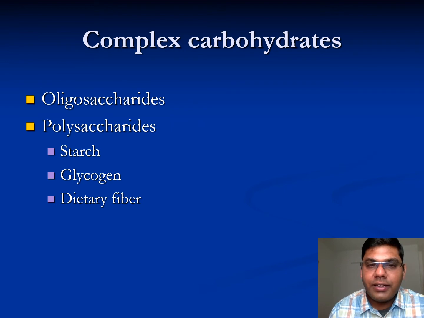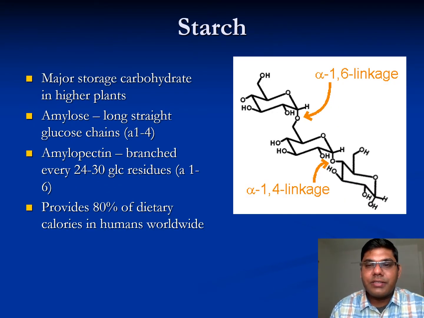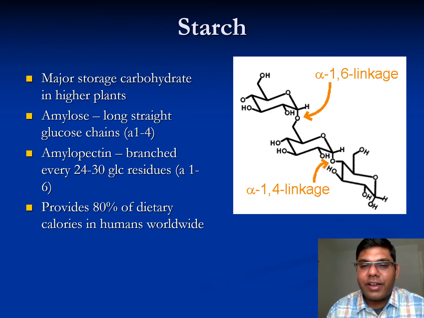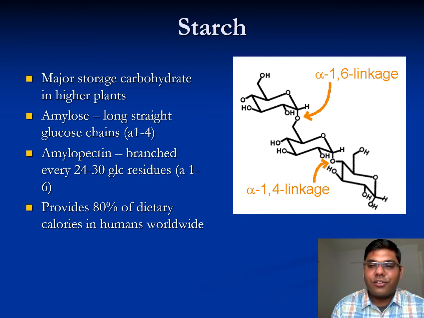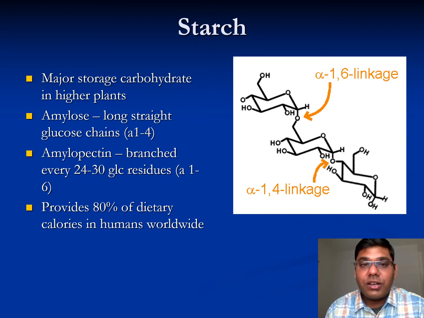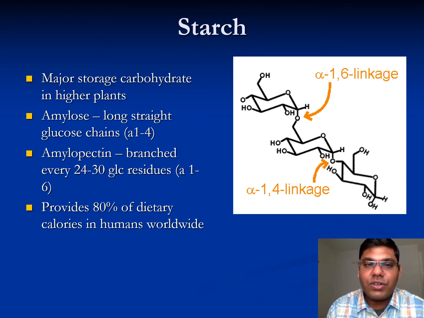If you look at the examples, starch is the major carbohydrate source which we derive from plants, and majority of all our plant derived material which we consume is starch. For example, potatoes, and so these are the major storage forms in the plants which we consume.